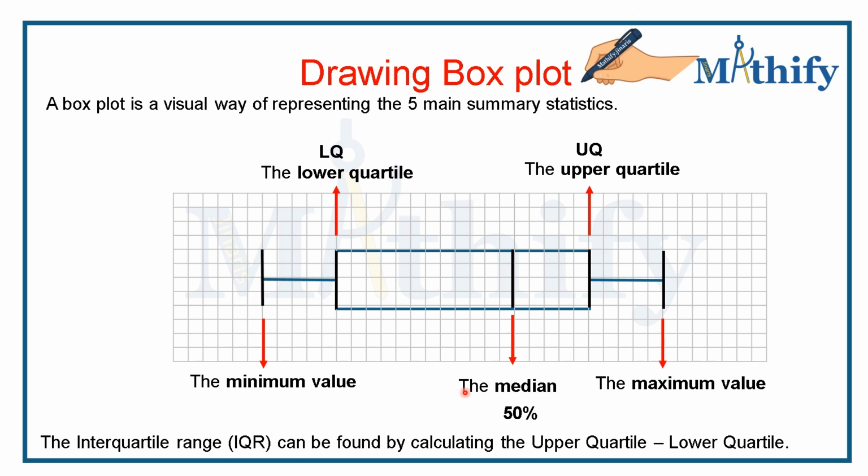One interesting variable that I would like to focus on is the interquartile range. Interquartile range can be worked out by subtracting the lower quartile from the upper quartile. In other words, interquartile range equals upper quartile minus lower quartile.